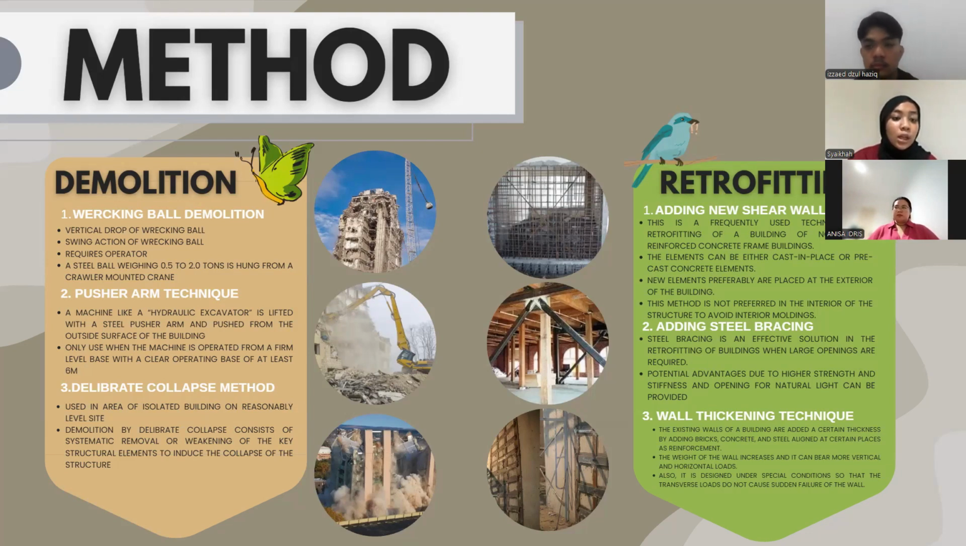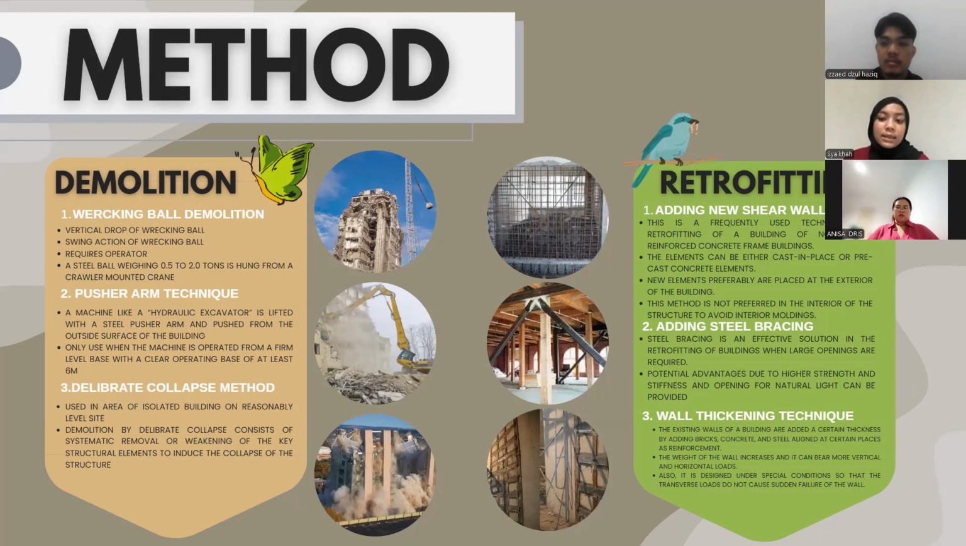and pushed from the outside surface of the building. It is only used when the machine is operated from a firm level base with a clear operating base of at least 6 meters. Third, the deliberate collapse method. It is used in an area of isolated building on reasonable level site. The demolition by deliberate collapse consists of systematic removal or weakening of the key structural elements to induce the collapse of the structure.